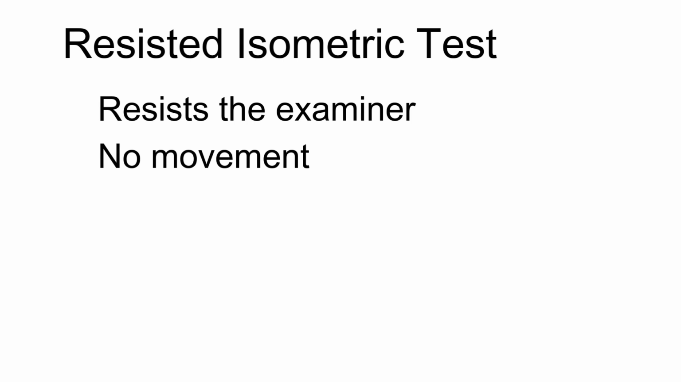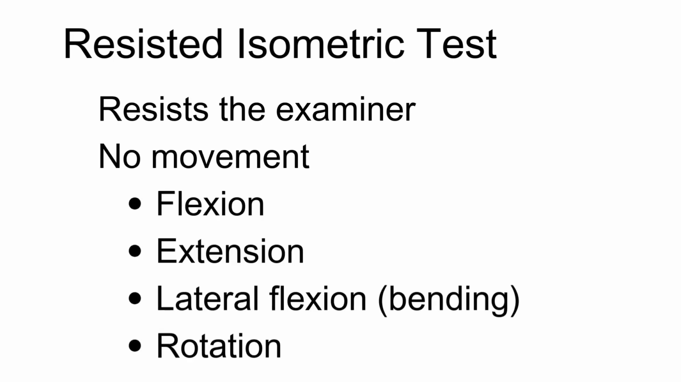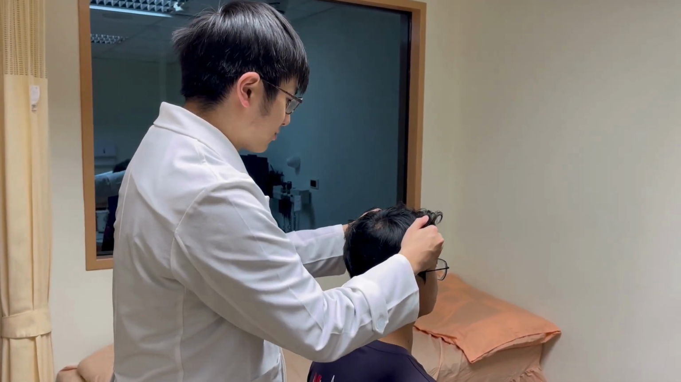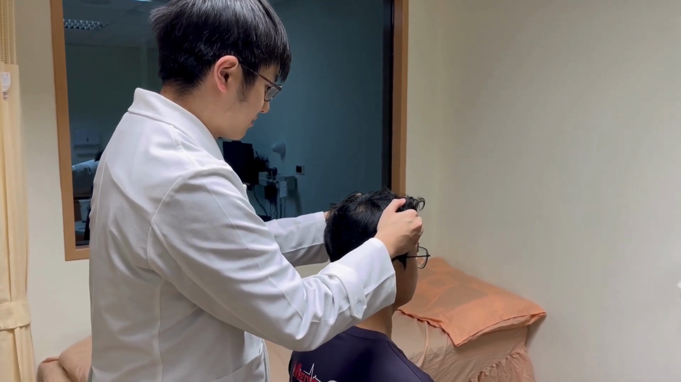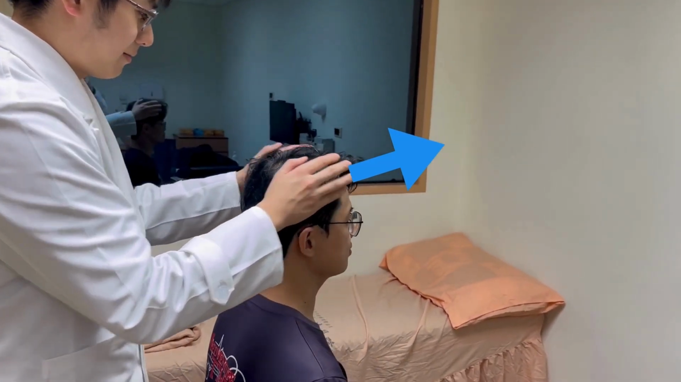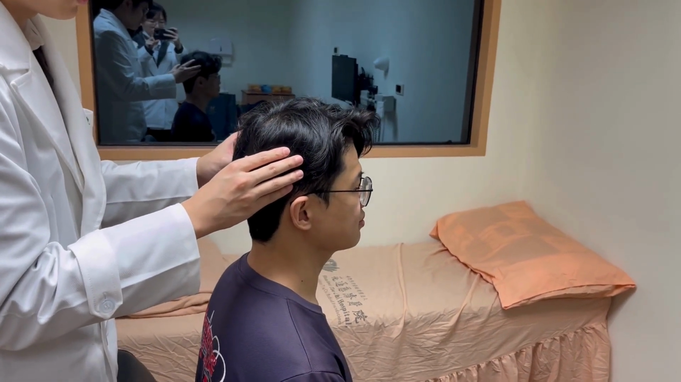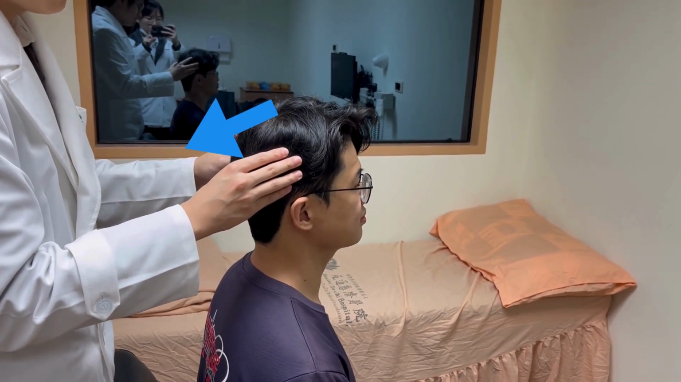Ask the patient to resist your hand as they attempt to move their neck in different directions, but make sure no actual movement occurs. You're testing the neck flexors, extensors, lateral flexors, and rotators one at a time. For neck flexion, place your hand on the patient's forehead and ask them to push forward without moving. For extension, place your hand on the back of the head and have them push backward.